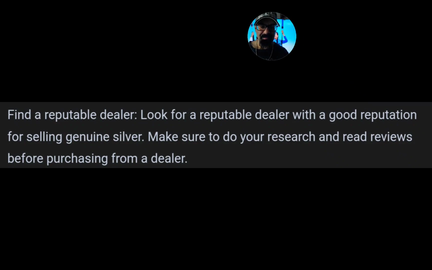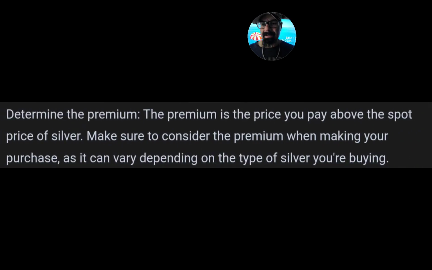So if I'm using my crypto, I buy it from there. If I'm using just my cash, I buy it from JM Bullion. Determine the premium, and this is very important. Premium prices are often much higher than the actual price. So for instance, today it's $22.